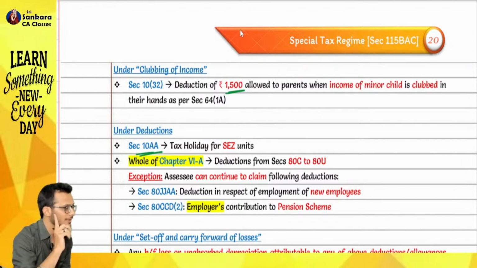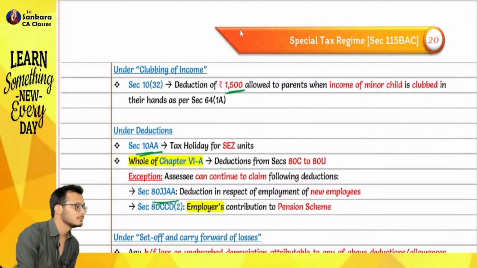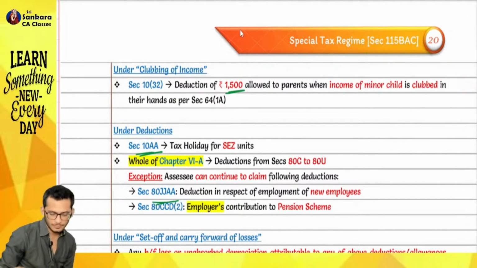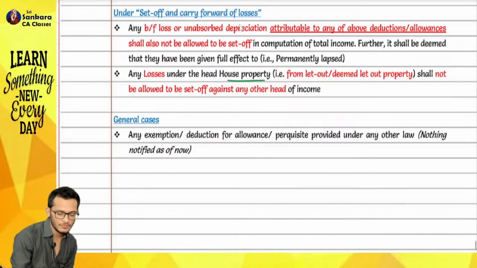which is employer contribution to NPS. Employer contribution to NPS. Then 80JJAA. 80JJAA talks about your additional employee cost. Yes, when we came to set off and carry forward, they came and said, boss, any kind of loss from HP. Any kind of loss from HP, which is SOP or LOP?